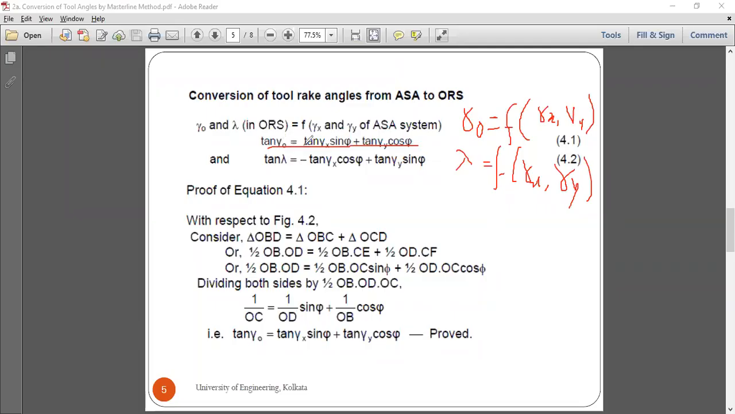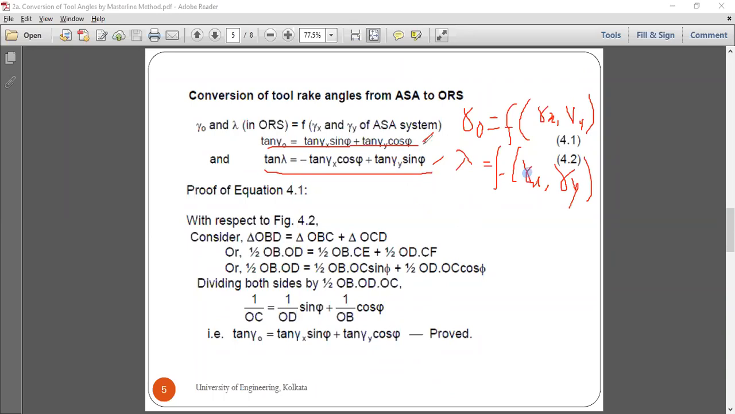So gamma naught is a function of gamma x and gamma y. tan gamma naught equals tan gamma x sine phi plus tan gamma y cos phi. Again, tan lambda equals tan gamma x cos phi plus tan gamma y sine phi. These two equations are very common equations. We have already solved them using the slope method.